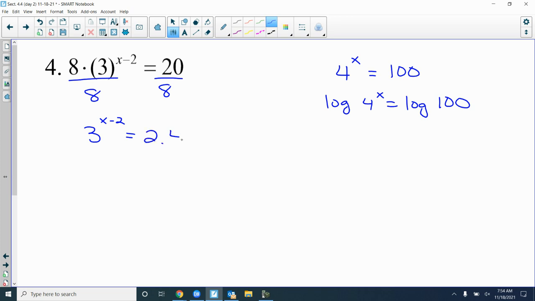As long as it's a terminating decimal, you can write that. You cannot round off a decimal, so if it's like 0.3 repeating, make sure you leave that in terms of a fraction. All right, now you either take the ln or the log of both sides.